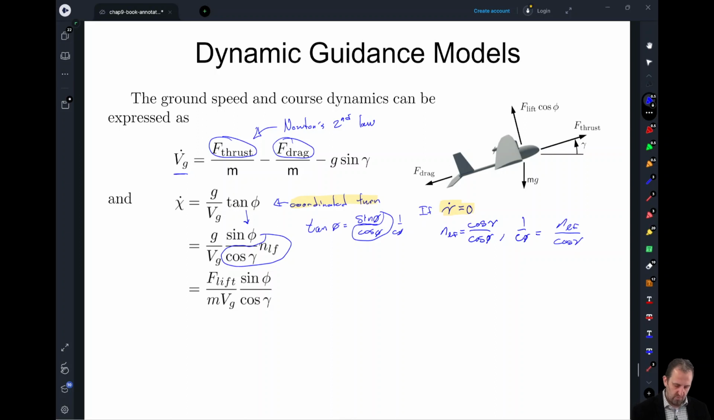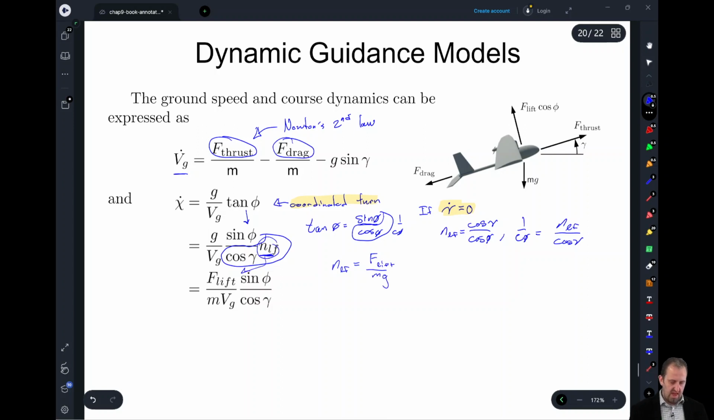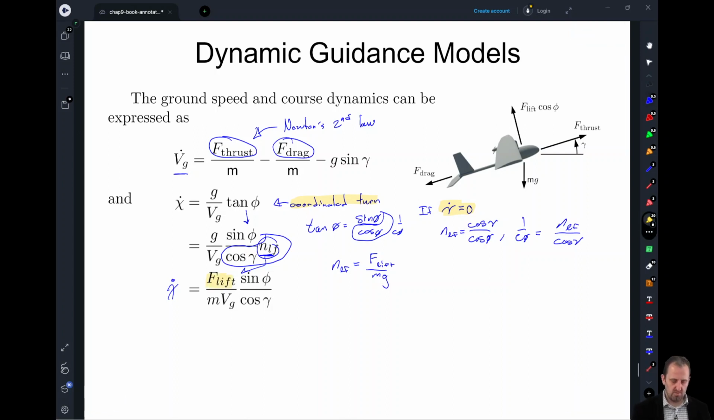Now, the definition of our load factor is actually just the force of the lift over mass times gravity. Plug that in and simplify. We have F lift over mass times V sub g times sine of our roll angle over the cosine of our flight path angle. Now we can define our course angle derivative in terms of lift force, which is pretty smooth. So we have two relationships that now have force defined in them.